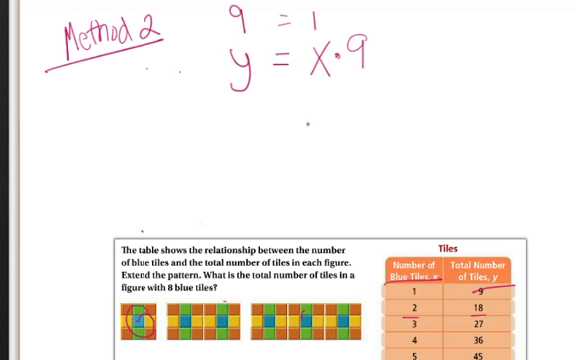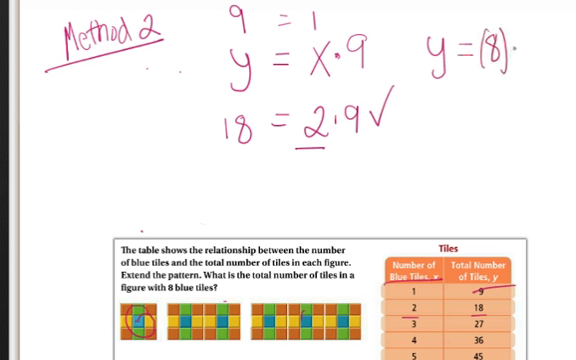Plug in 1. 1 times 9, 9. Perfect. Let's try 2. 2 times 9, does that equal 18, what our chart says? Yes, it does. That checks. So that must be our equation. So instead of using 2, we want to know how many at 8 tiles. So let's go ahead and try this out. So y, we don't know how many total tiles. When we have 8 blue tiles times 9, 8 times 9, that's 72. So that means y must equal 72. So we're taking a look at inductive reasoning, we're trying to figure out how this is going to work. And the way it works for us is in order to draw an equation, we can make a conclusion.